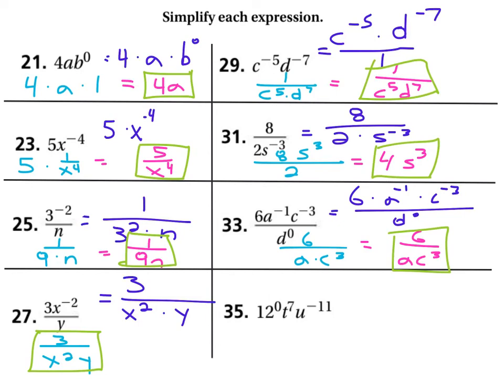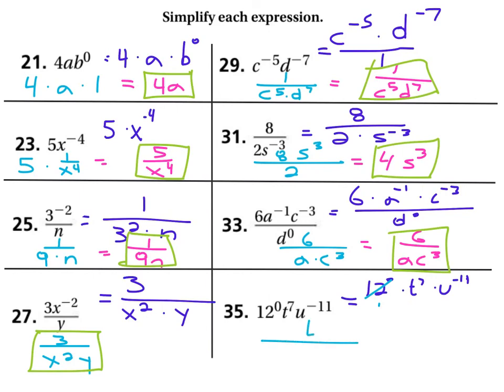And one last problem to do on this, which is we're going to write out what we know. We've got 12 to the 0 times t to the 7 times u to the negative 11. And what is that doing for us? What do we have to do to it? Well, 12 to the 0 is just 1. So that just becomes a 1. And t to the 7 remains, because it doesn't have a negative, so we don't jump it over. But u to the negative 11 does.